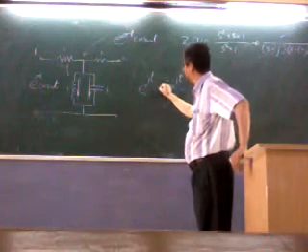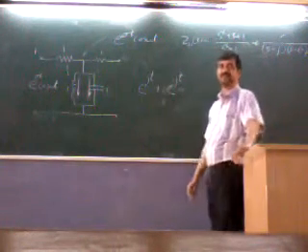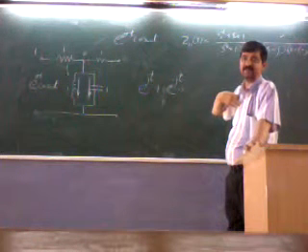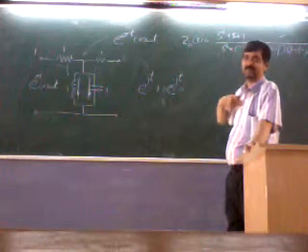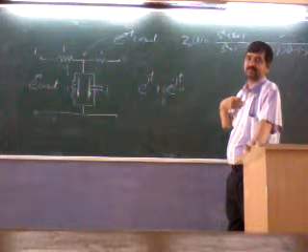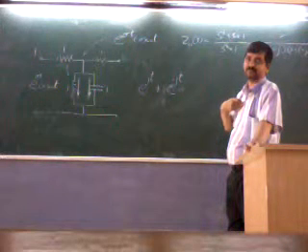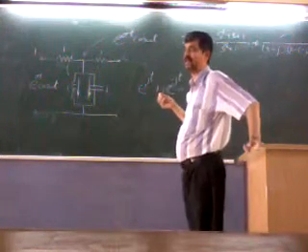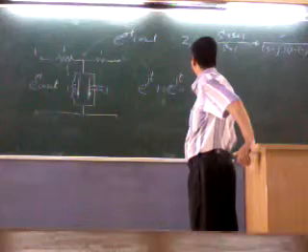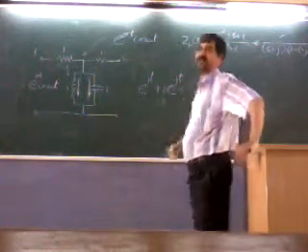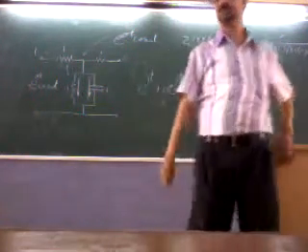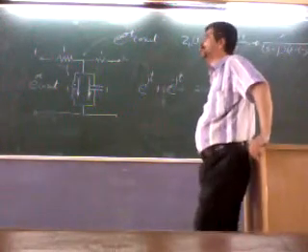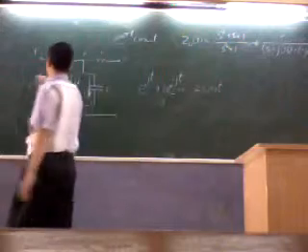So if I apply this e raised to zt plus e raised to minus zt, what am I applying? I am applying 2 cos t, right? So if I apply 2 cos t, what happens?